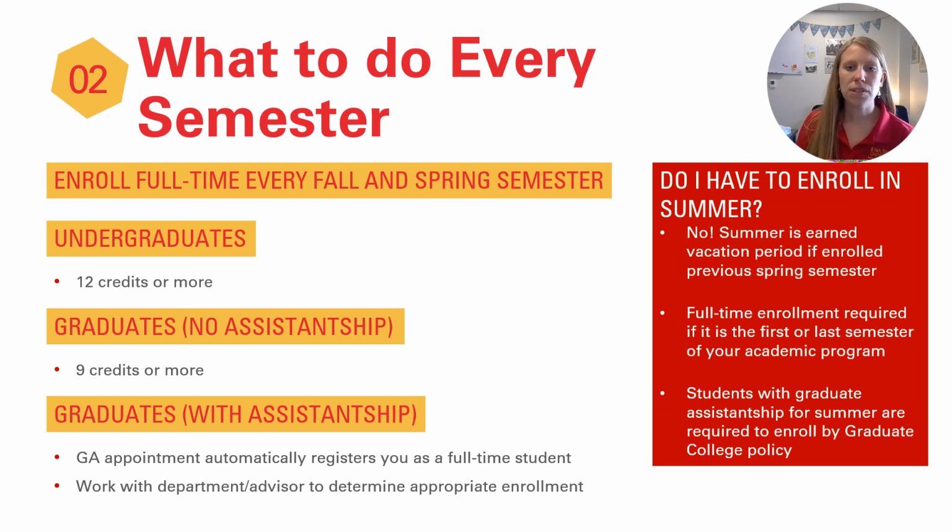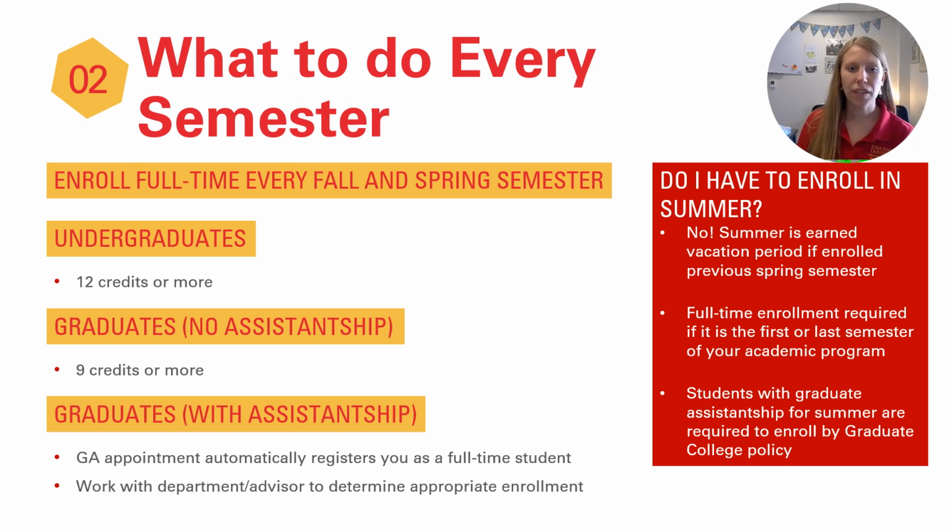For graduate students with a graduate assistantship for the fall or spring semester, full-time enrollment requirements are defined by your academic department. Your graduate assistantship position will automatically register you as a full-time student with the university, and you will work with your faculty advisor or graduate support staff in your department to determine what is most appropriate for you to enroll in.